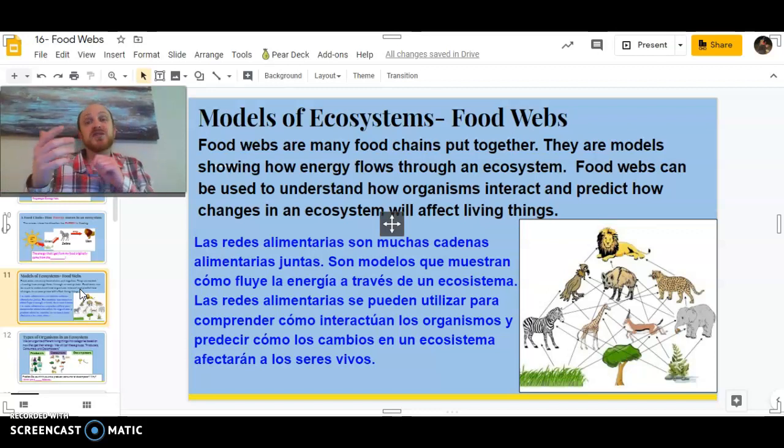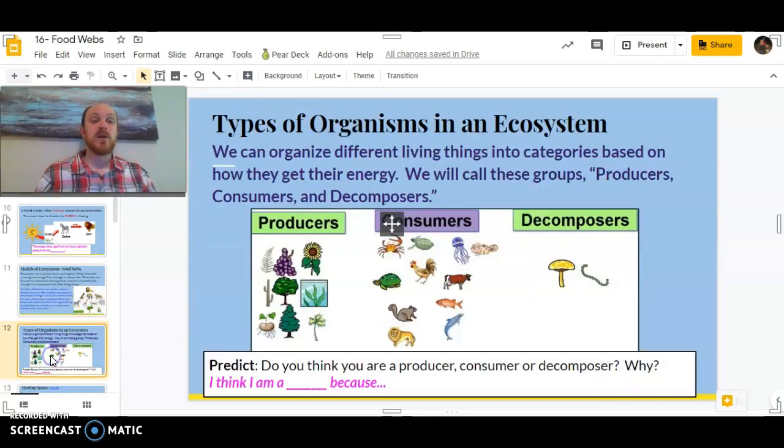They can help us understand how things interact with each other, how organisms interact. As scientists, we can predict things. We might want to say, well, I want to go in there and take wood out of that forest because I want to build a house. Well, how would that affect ecosystems? A food web is one tool we could use to understand that.